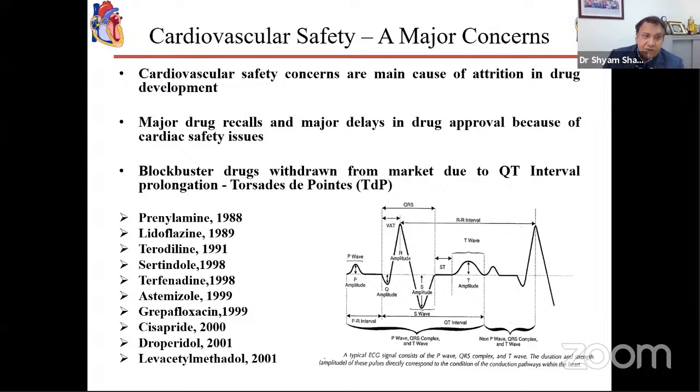Now, if you look at the drugs which have been withdrawn from the market, like prenylamine, sertindole, terfenadine, astemizole, another anti-allergic, antibiotic, prokinetic agent like cisapride, droperidol, and levomethadyl. Now you can see that the drug discovery cost for these molecules is projected at about $1 billion or more. If these drugs reach clinical trial and are then withdrawn, there is so much loss of money to the company.